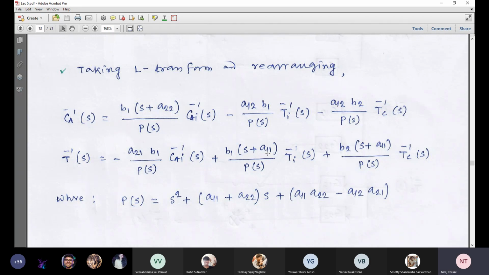I repeat, you have the model equations in the standard format. Take the Laplace transform and solve the two equations for CA and T, y1 and y2. After rearrangement, finally you will get these expressions. I am here directly giving you the final expressions.